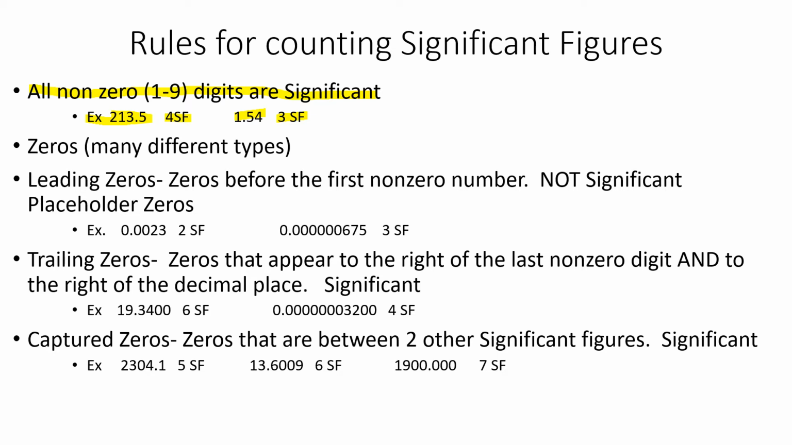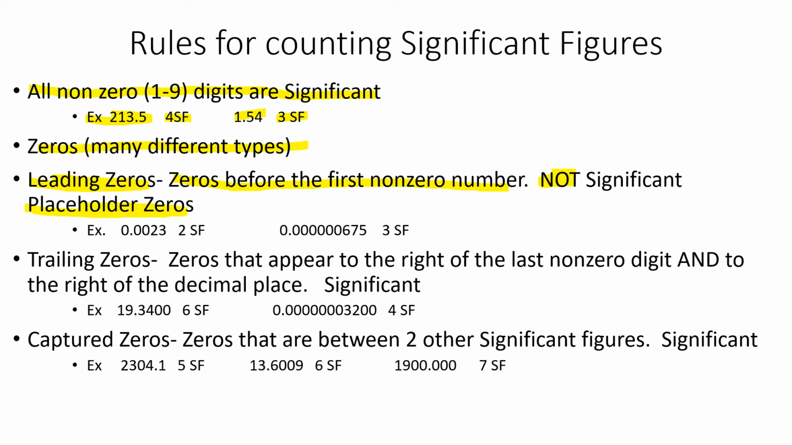It gets a little bit more complicated and potentially confusing when you start getting into zeros, because there are different types of zeros. You have to identify what type you're dealing with. They all have catchy names that help you realize what type of zero you have. The first we call leading zeros. These leading zeros, just as the name implies, are zeros before the first non-zero number. These leading zeros are not significant. Sometimes they go by the name placeholder zeros.